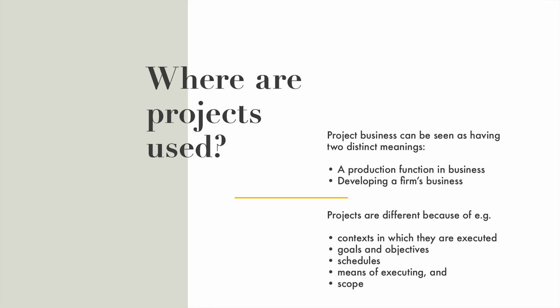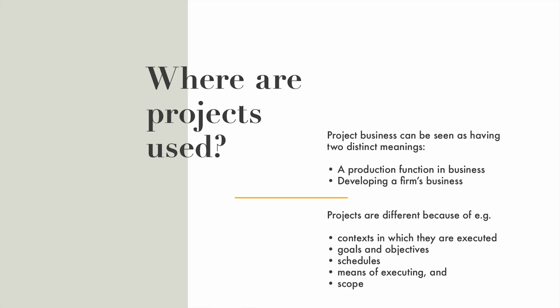Well, where are projects used? Project business can actually be seen to have two different meanings and uses. On one hand, projects and project business can be thought of as being a part of a business production function, so this is related to solutions provided to customers. And for example, if we implement a cellulose plant project in Uruguay for a customer, or if we implement the Rantatunneli tunnel project in Tampere for the Finnish Transport Agency, which is one of the customers in this project, we implement a delivery project. And this project and this project business can be seen to be part of the business's production function.